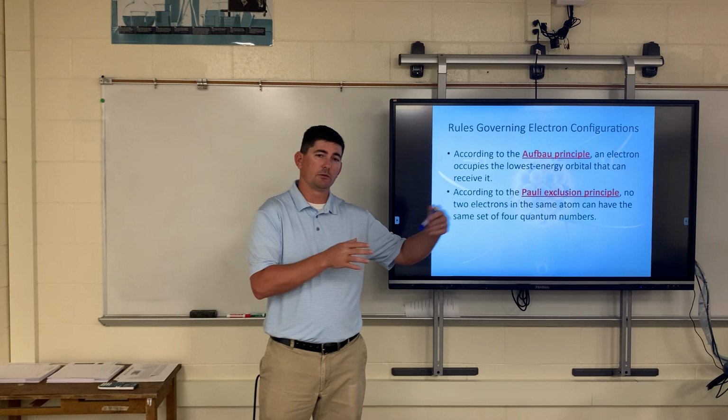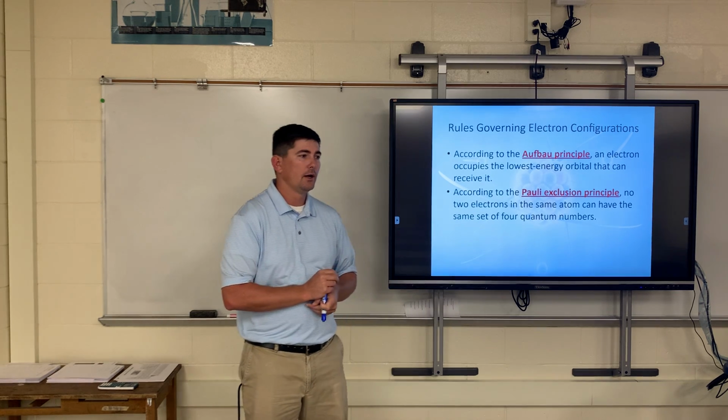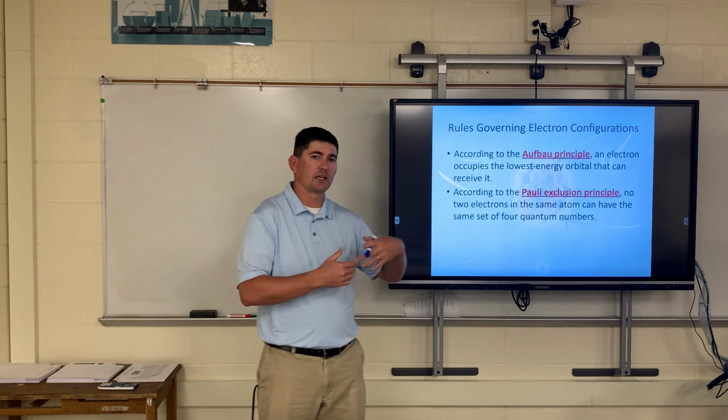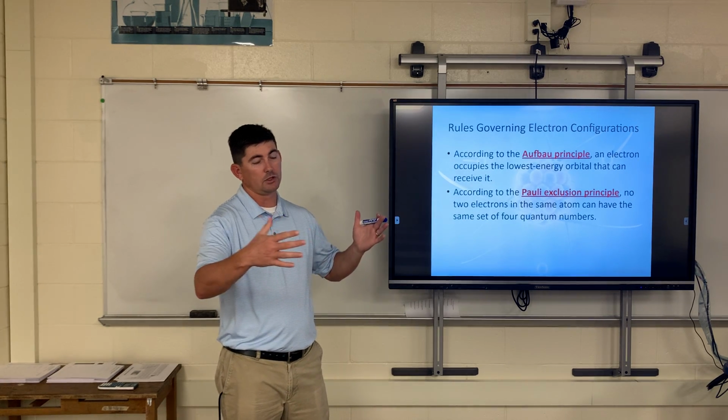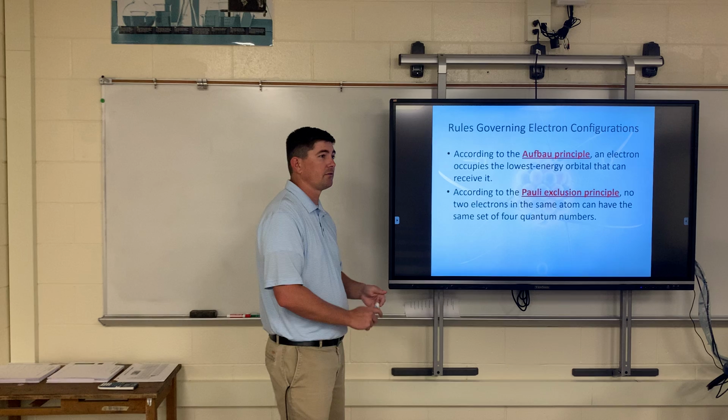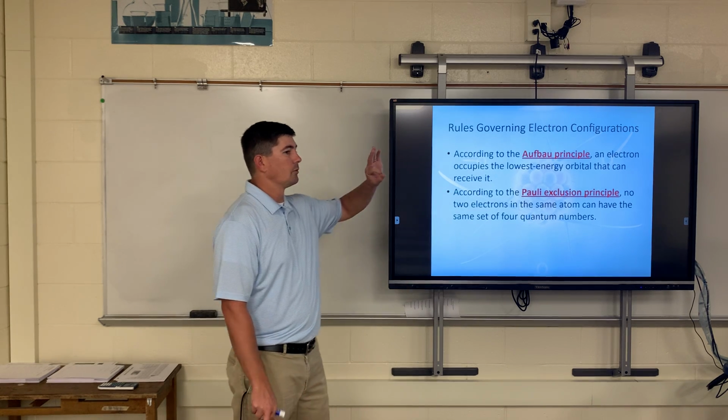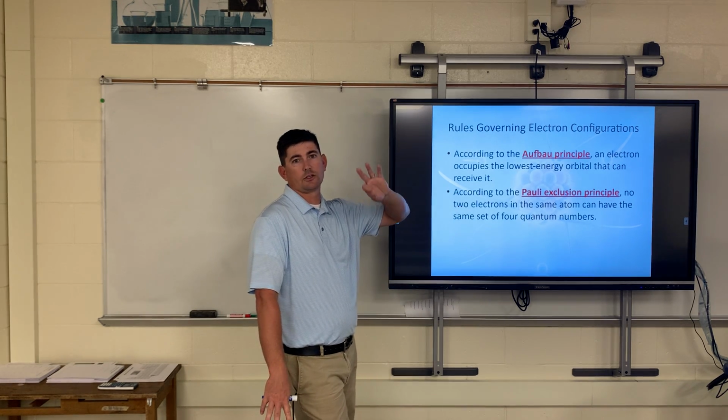Each one of them is a little bit of an abbreviation of the one before, giving us a little bit less information but taking less time to write, because as we move down the periodic table, it can become a lot of electrons we're dealing with. So real quick, let's go over the three rules that govern electron configuration.